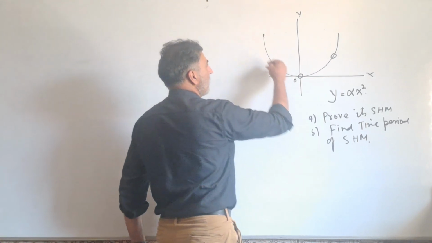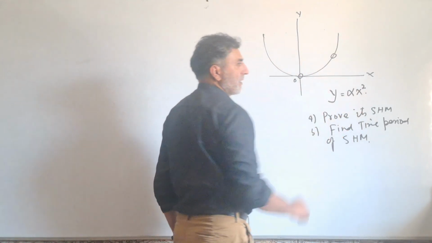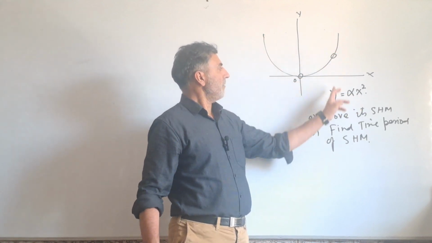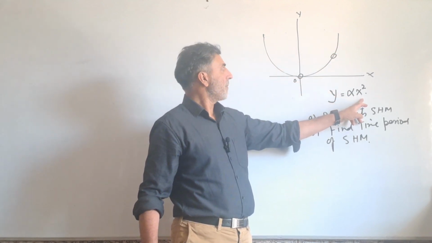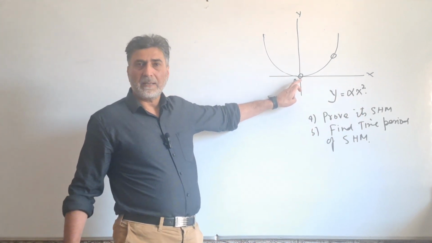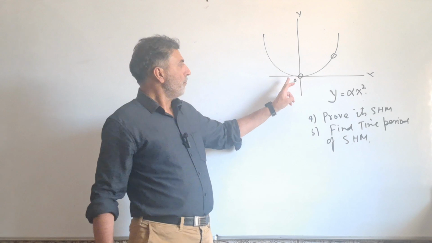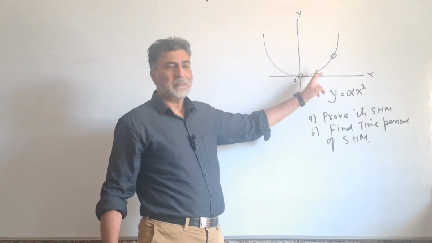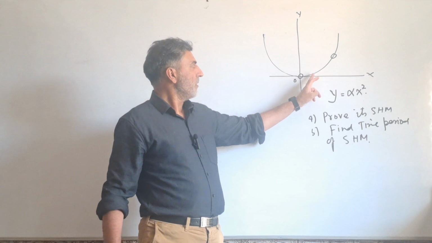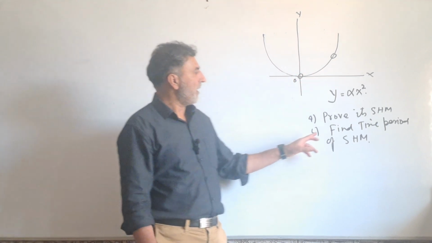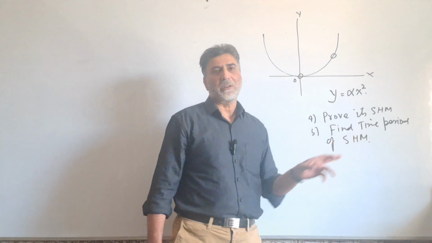The equation for this parabolic wire is y is equal to alpha x square. It is the equation of a parabola. And now, initially the bead is here at the bottom, and if you push it slightly by a small displacement, we have to prove it oscillates back and forth simple harmonically. And then we have to also find the time period of those simple harmonic oscillations.